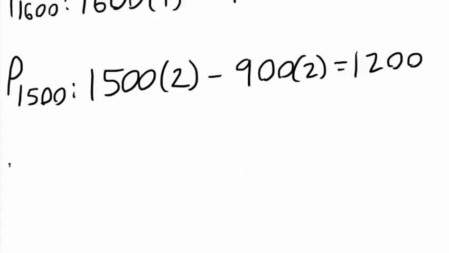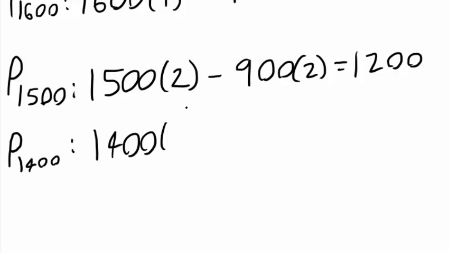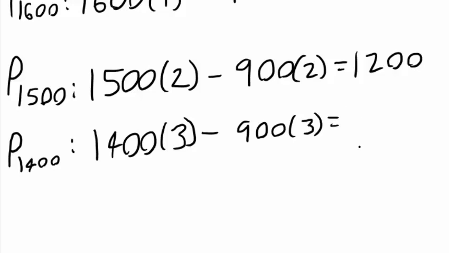Last but not least, we want to find our profit if we were to set our price at 1,400. And so our price would be 1,400, and 3 consumers would be willing to buy this bundle at the price of 1,400, because it is the lowest of the willingness to pays. So every consumer would be willing to pay for it. So 1,400 minus our marginal cost of 900 times our quantity of 3. And we get a profit of 1,500.